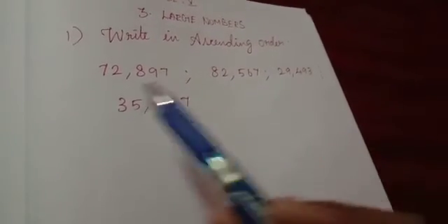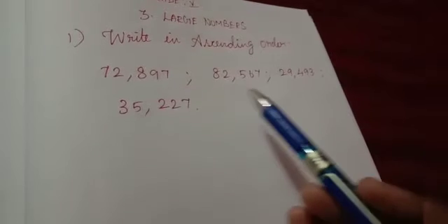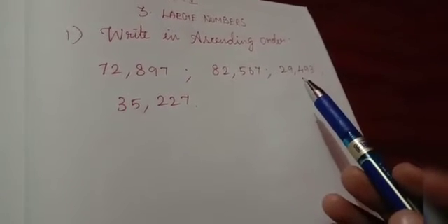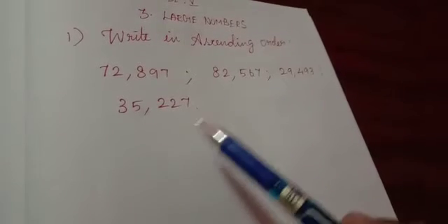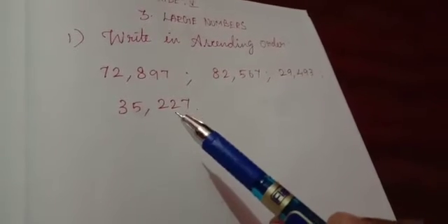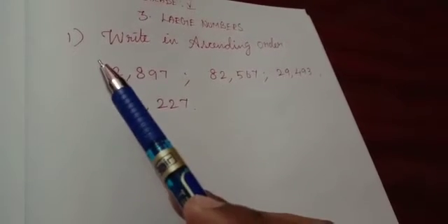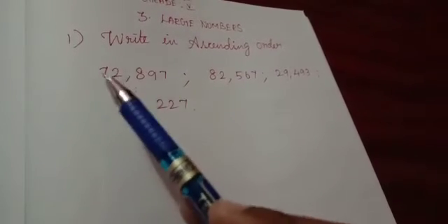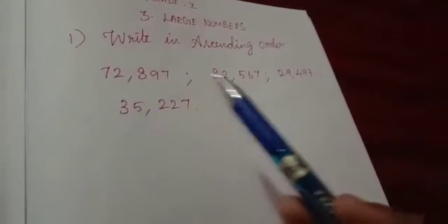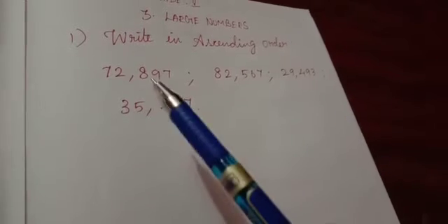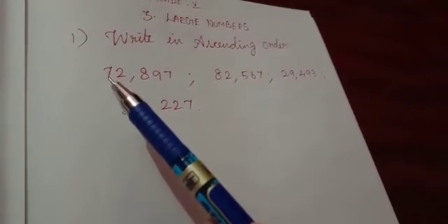Observe all the numbers. Here the first number is a 5-digit number. The second one is a 5-digit number. The third one is also a 5-digit number. The fourth one is also a 5-digit number. So in that case, what do we have to do? We have to see the 10,000s place, the highest place number. Depending upon that, we can identify which is smallest and which is greatest, and one by one we can write.